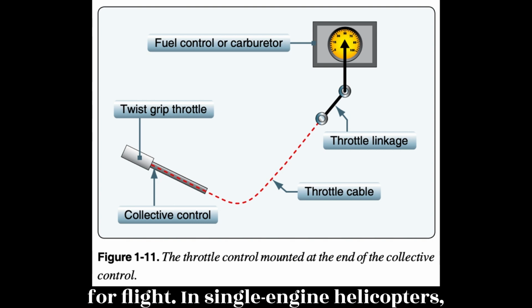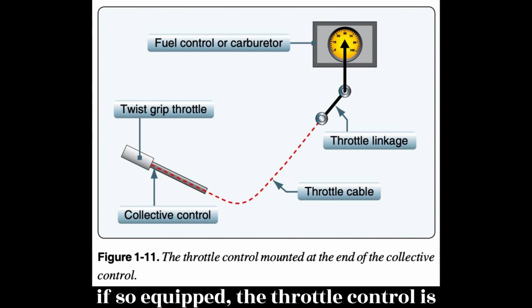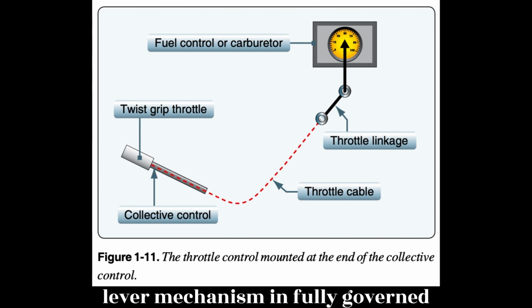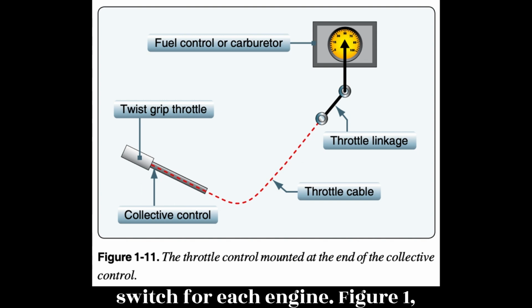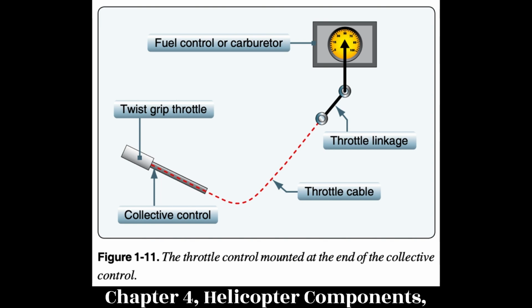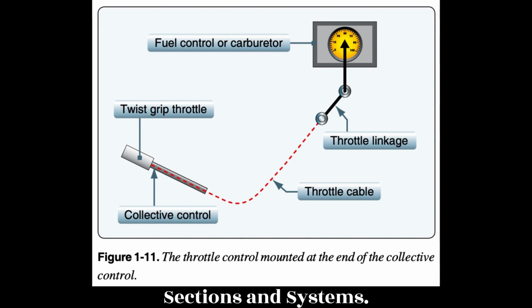In single-engine helicopters, if so equipped, the throttle control is typically a twist grip mounted on the collective control, but it can also be a lever mechanism in fully governed systems. Multi-engine helicopters generally have a power lever or mode switch for each engine. Figure 1.11. Helicopter flight controls are discussed in greater detail throughout Chapter 4, Helicopter Components, Sections and Systems.